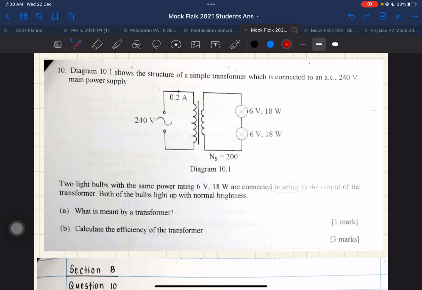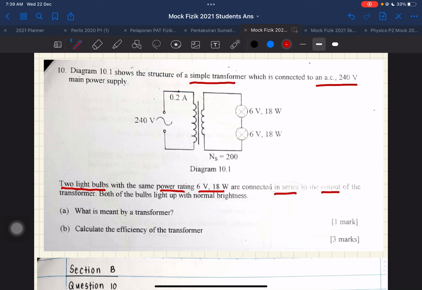Diagram 10.1 shows the structure of a simple transformer which is connected to an alternating current 240 volt power supply. In this diagram, you can see two light bulbs with the same power rating, 6 volt, 18 watt, connected in series to the output of the transformer. Both bulbs light up with normal brightness.